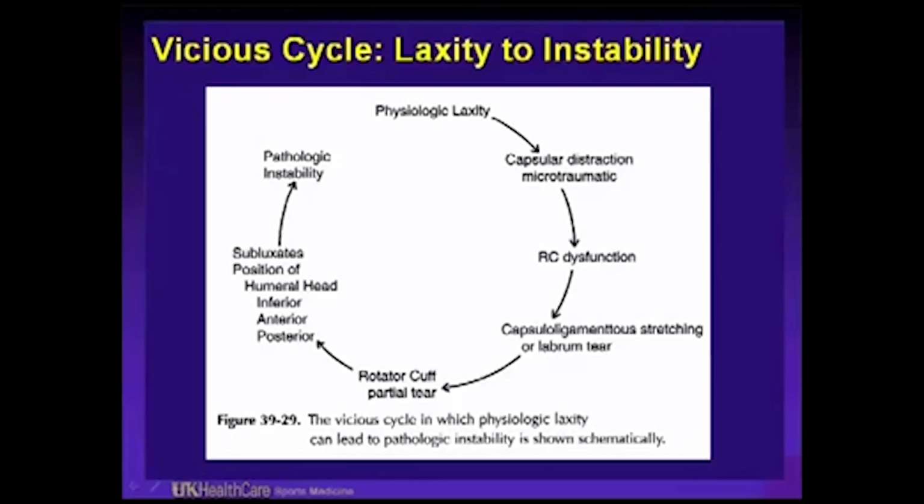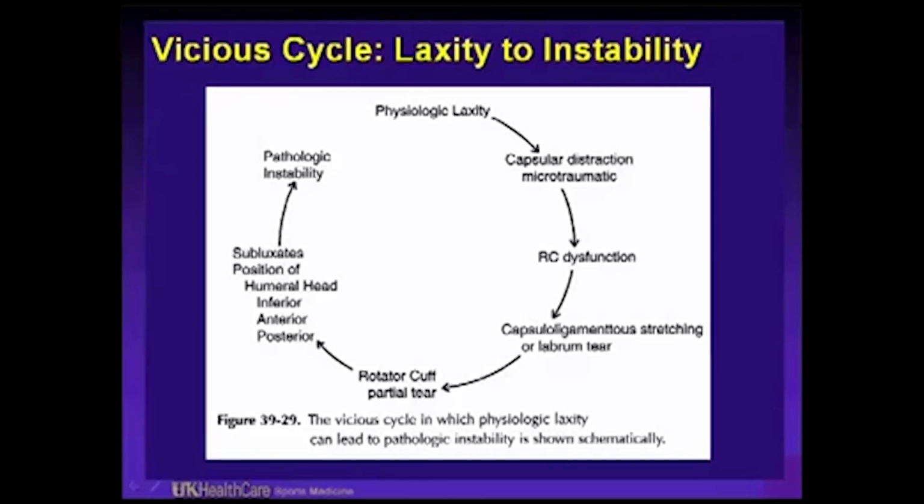This is a vicious cycle pathway that I feel leads to the rotator cuff weakness that we see in swimmers. It starts off with a physiologic laxity, and if you follow me on this clock face, you get capsular distraction, microtraumatic stretching of the capsule, if you will, usually not that Bankart lesion or anterior labral detachment that we see in the football player. Then you get rotator cuff dysfunction, then more capsular ligamentous stretching or labrum tear, but because they're so loose to start off with in these multi-directional laxities, they stretch the capsule out as opposed to knocking off the labrum, or knocking off the bumper in the front.